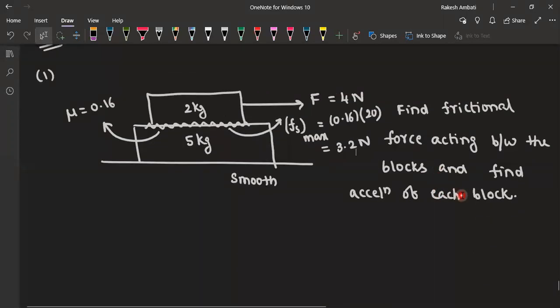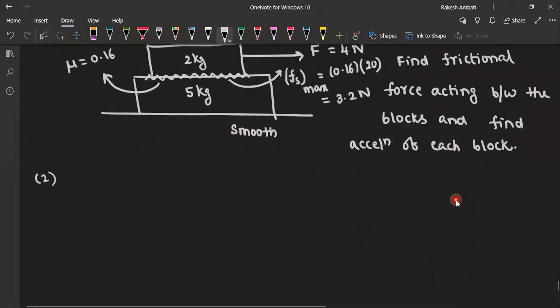Now write down the second homework question. It is a smooth surface.